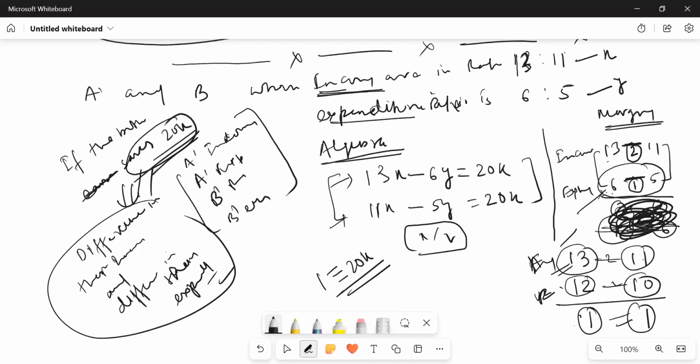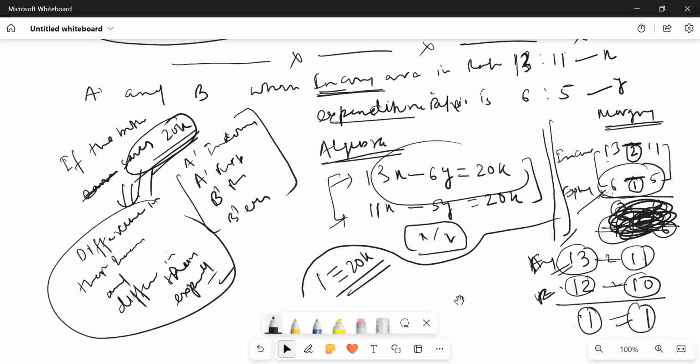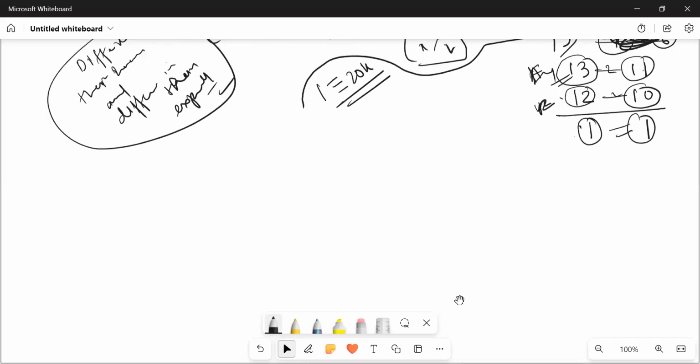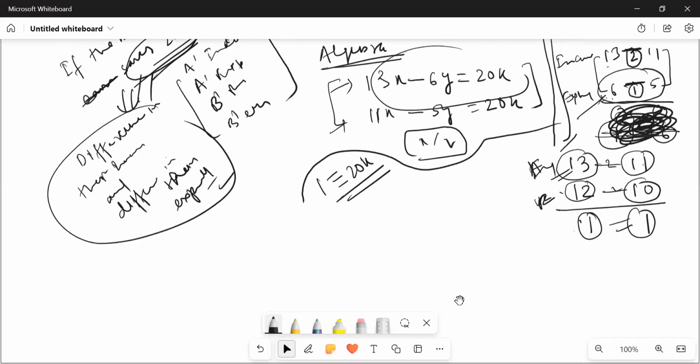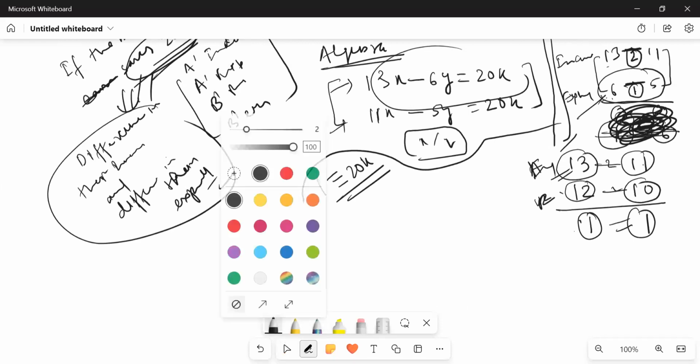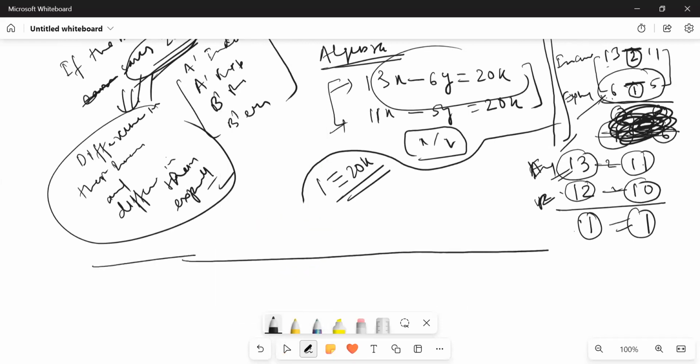So you can also do it through algebra, but this is much easier. And when you try questions of mixtures, where the mixture is changing at multiple phases, you will find that merging the ratio is a great tool to solve those questions. So with this, I end the lecture on merging the ratio.